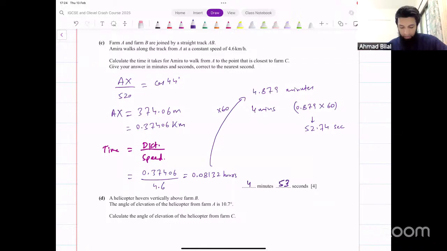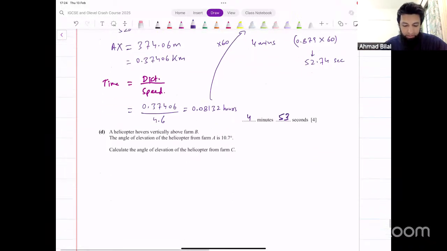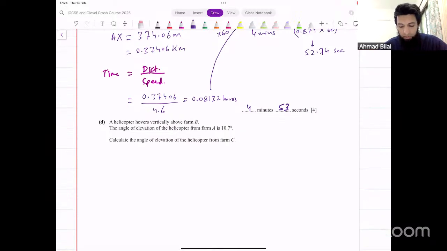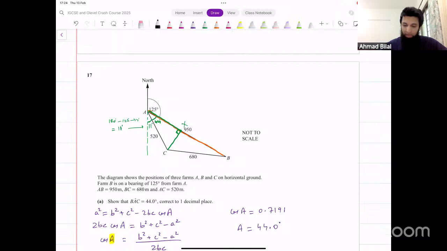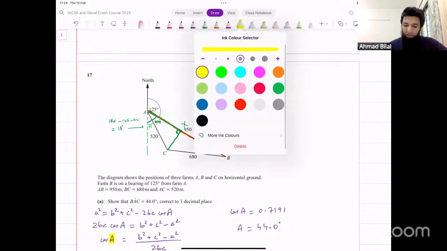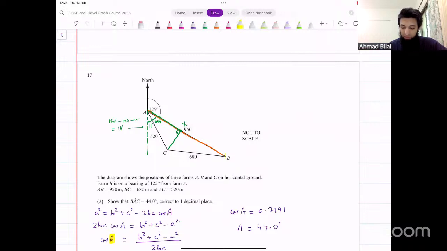All right. Now, let's look at the last one. It says a helicopter hovers vertically above farm B. Vertically above the farm B. Okay, so at the point B, we have a helicopter that is hovering exactly above this point. Let's call this H, this point.